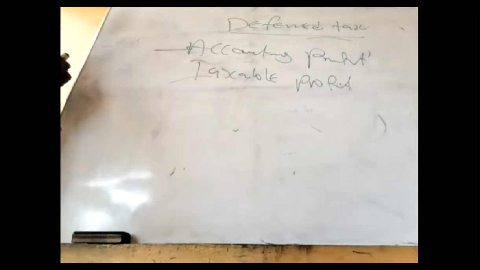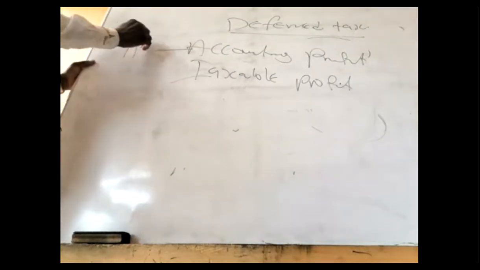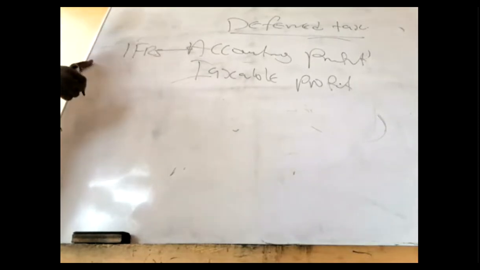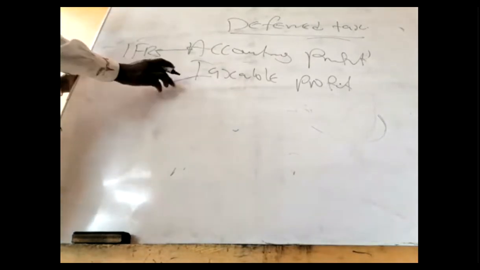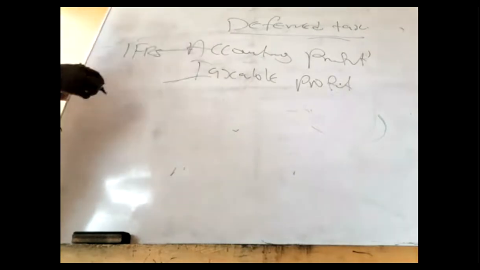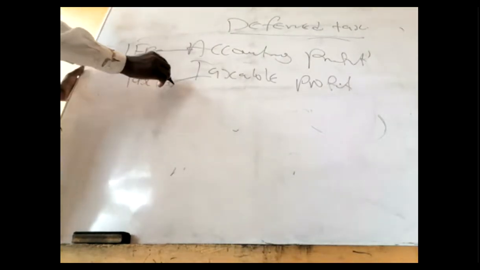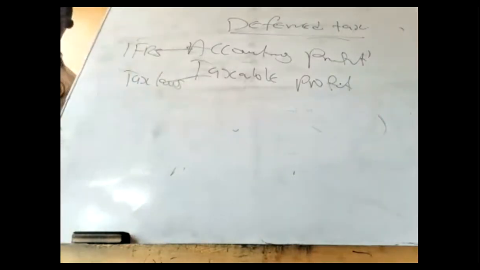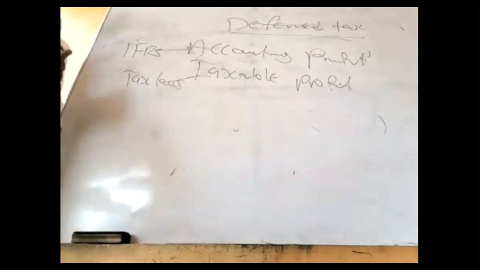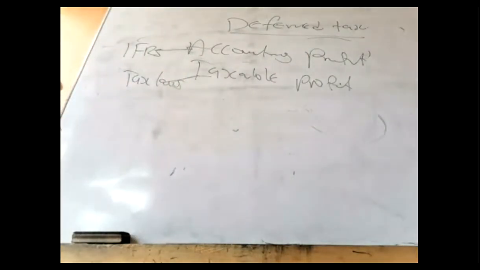These two profits, are they the same? No. Because for accounting profit we use IFRS and other regulations. For taxable profit, they use the local tax laws, and these laws are not the same as IFRS. So basically, there is some difference. What do you think causes the difference?